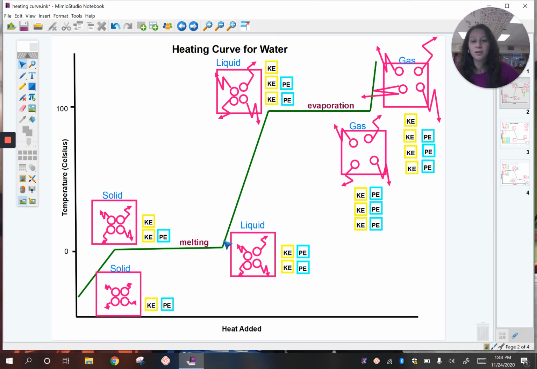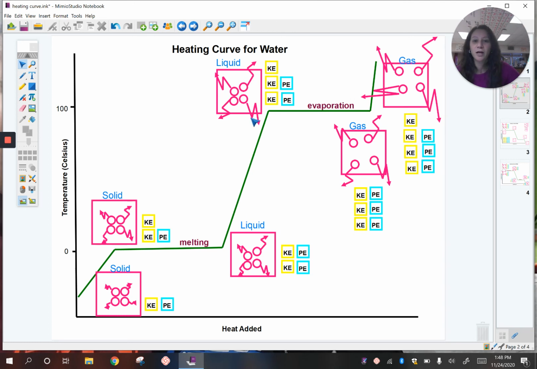As I go from liquid at 0 to liquid at 100, my temperature increased, which means the kinetic energy increased. So I put another box there of kinetic energy. So along this line, there's an increase in kinetic energy. My position of the particles is about the same, and so my potential energy is about the same. So I've increased my temperature, meaning I increased the speed.